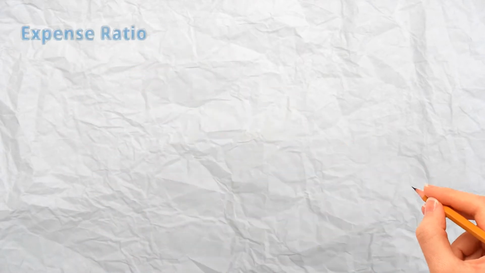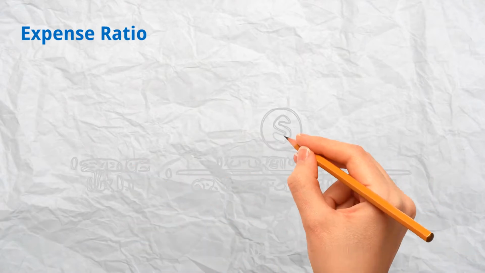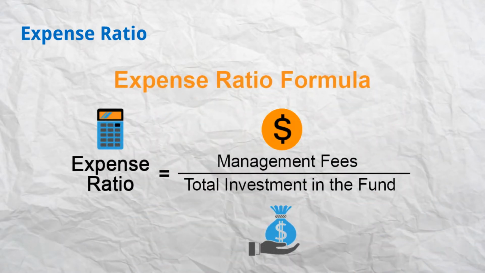What is expense ratio? Expense ratio is nothing but a measure of mutual fund operating cost relative to its asset under management. One should pay attention to the expense ratio to determine if a fund is an appropriate investment for them after considering all the fees and charges.